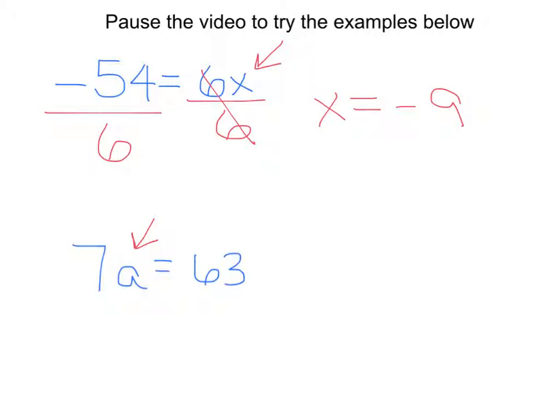7a equals 63. The a is being multiplied by 7, so we're going to divide by 7. You divide both sides by 7, so a equals 9.